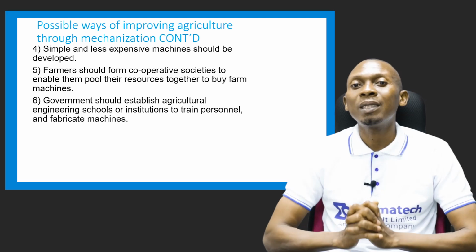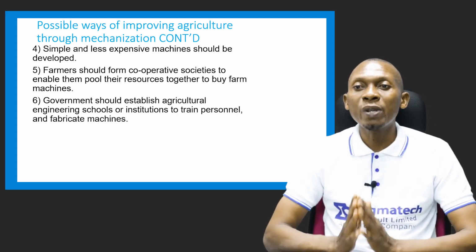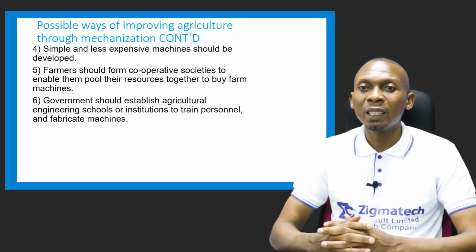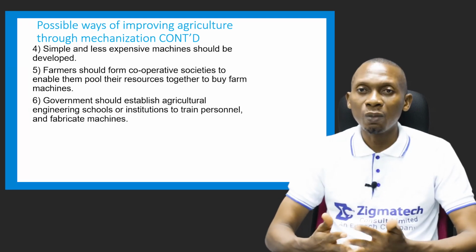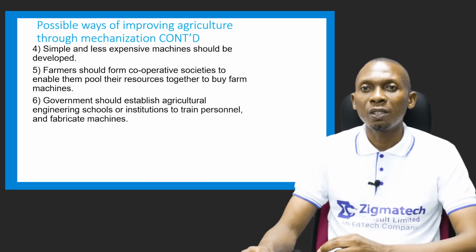Government should also establish agricultural engineering schools. These schools will help to train personnel and also help to fabricate or develop machines that can be simple and less expensive, and will help to improve agriculture through mechanization.